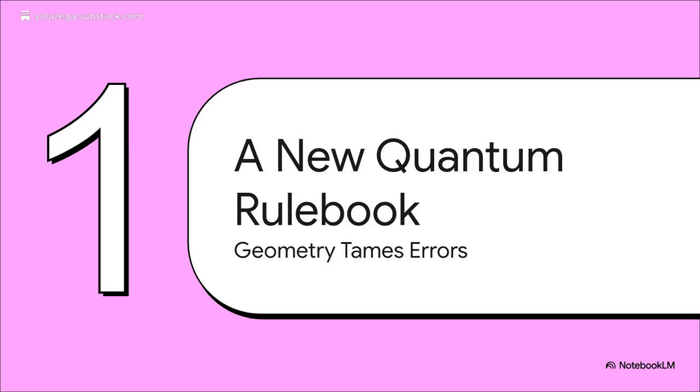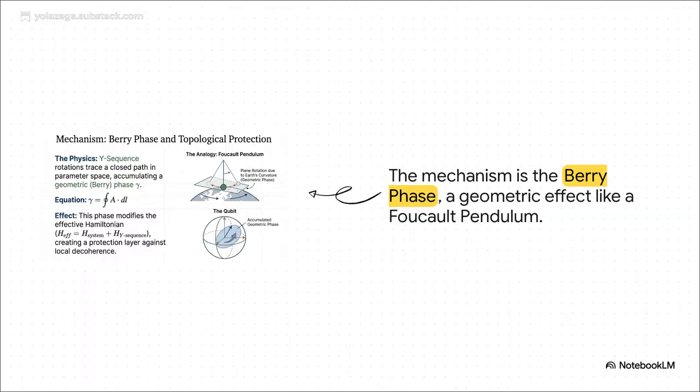Well, this isn't just some clever coding trick. We're actually tapping into the geometry of the quantum world to tame errors. The secret sauce here is something called the Berry phase. It's a geometric effect. The best way to think about it is with a Foucault pendulum. Imagine one swinging at the North Pole. As the Earth turns underneath it, the pendulum's swing path seems to rotate, right? But there's no force pushing it sideways, it's just following the curve of the Earth.